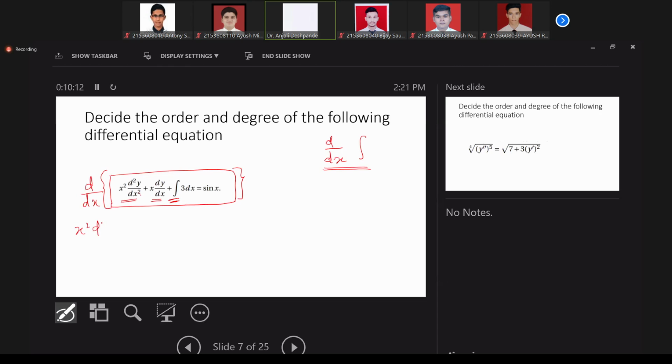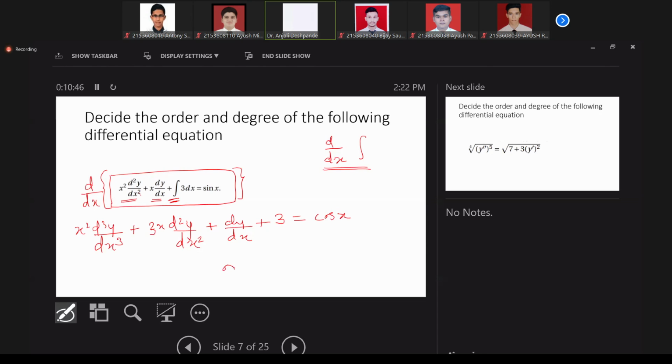So x square d cube y by dx cube, right? Plus 2x. Then the next one, again x into d square y by dx square. So this will become 3x plus just dy by dx, because the derivative of x is 1. Now plus d by dx of the integral, so this is going to cut and we are going to be left with just 3. And on the right hand side, obviously the derivative of sine is cos. And now we have got a proper differential equation.